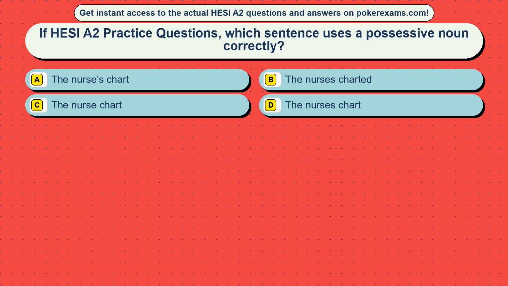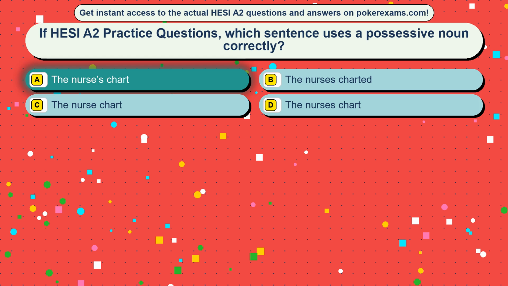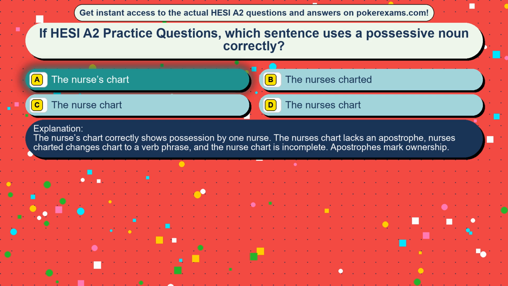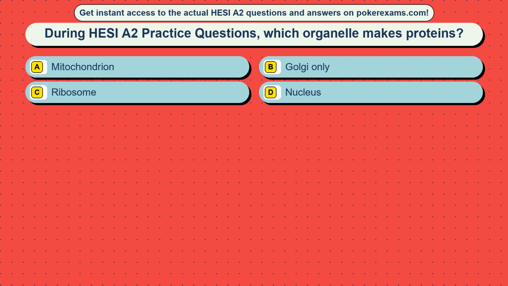Question 10. If HESI A2 Practice Questions, which sentence uses a possessive noun correctly? Option A, the nurse is chart. Option B, the nurse is charted. Option C, the nurse chart. Option D, the nurse's chart. The correct answer is option D, the nurse's chart. The nurse's chart correctly shows possession by one nurse. The nurse is chart lacks an apostrophe. Nurse is charted changes chart to a verb phrase, and the nurse chart is incomplete. Apostrophes mark ownership.